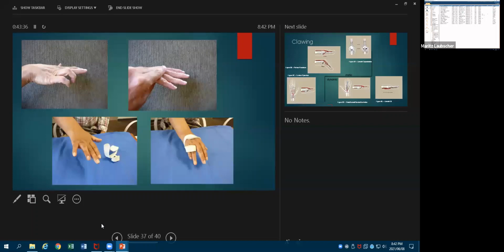But they go into this marked claw position because they've got no intrinsics. And if you block the MP joints in flexion, they can now extend the interphalangeal joints using the extrinsics. Because normally the extrinsics extend your MP joints. If you don't let them extend the MP joints, then they can extend the IP joints. That's called Bouvier's test. Bouvier's maneuver, Bouvier's test.